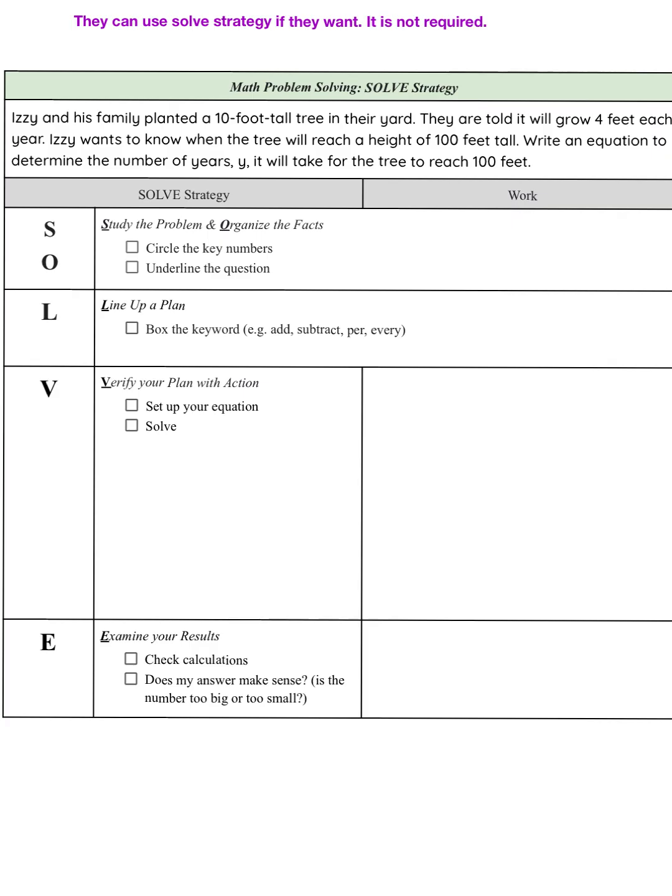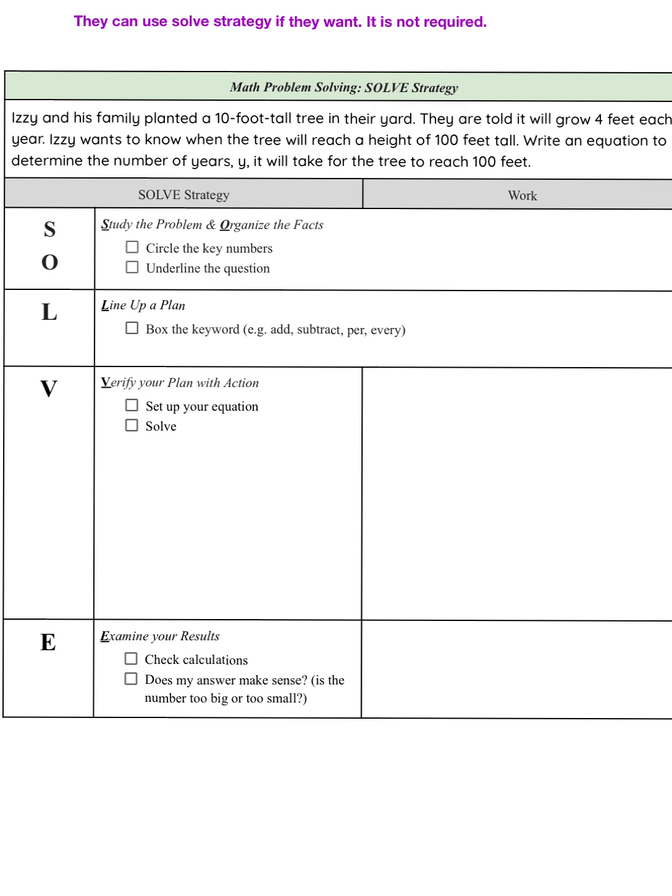Izzy and his family planted a 10-foot tall tree in their yard. They are told it will grow 4 feet each year. Izzy wants to know when the tree will reach a height of 100 feet tall. Write an equation to determine the number of years y it will take for the tree to reach 100 feet.